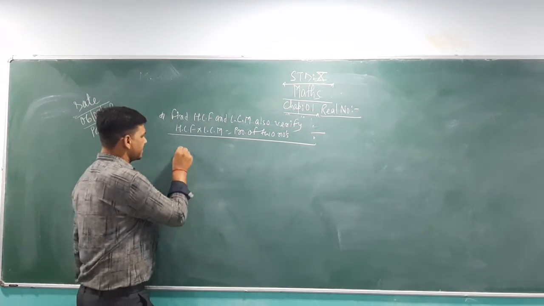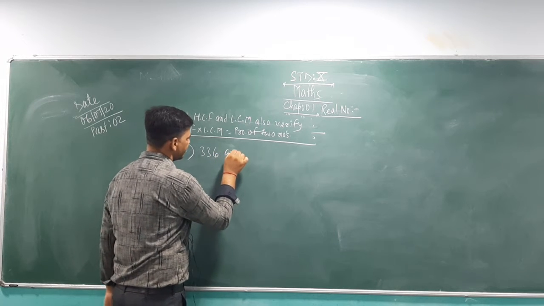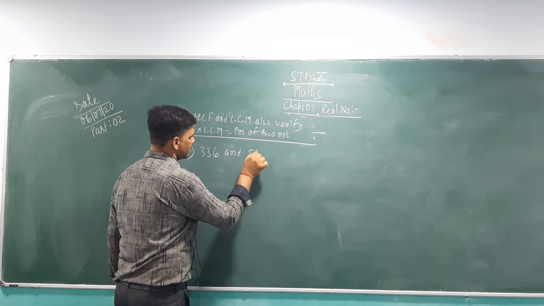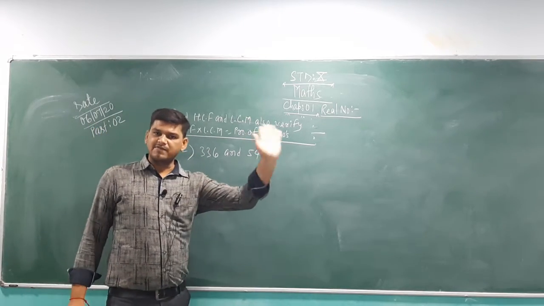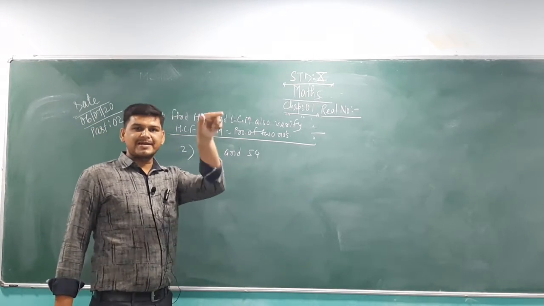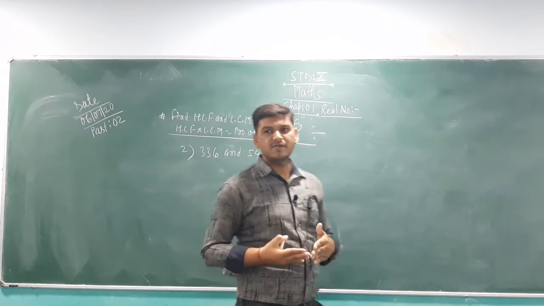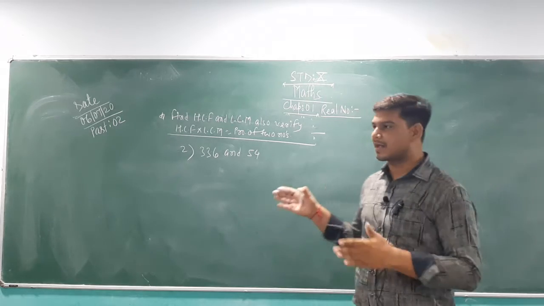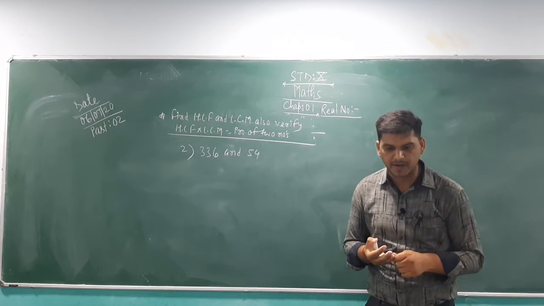336 and 54. If you don't know how to convert directly into a form of prime factors, you can use the prime factorization method. If you don't know how to convert the number directly into prime factorization form, you can also write 336 in the form of prime factors.